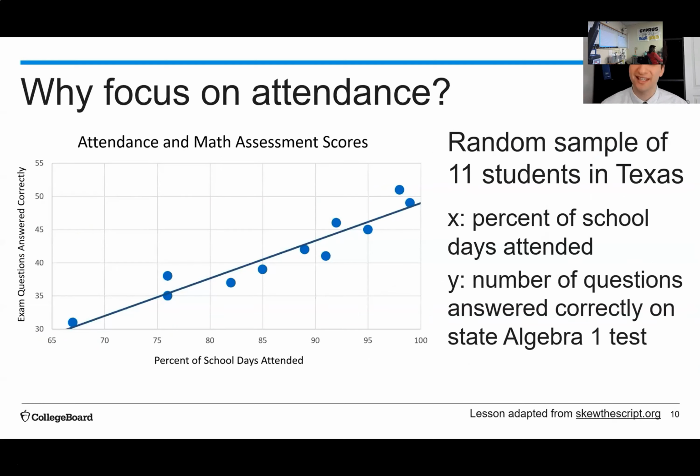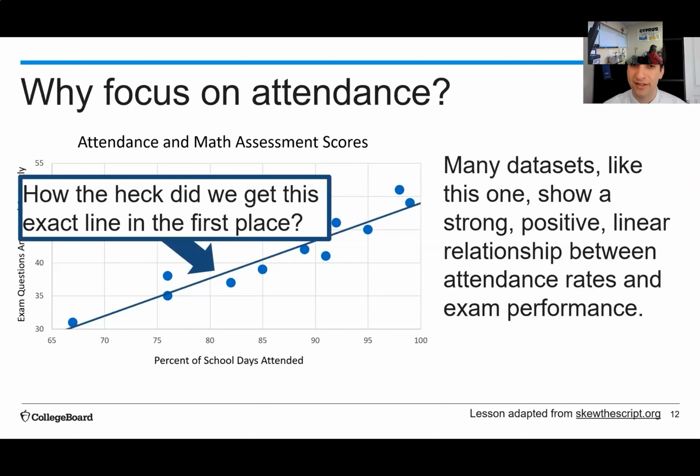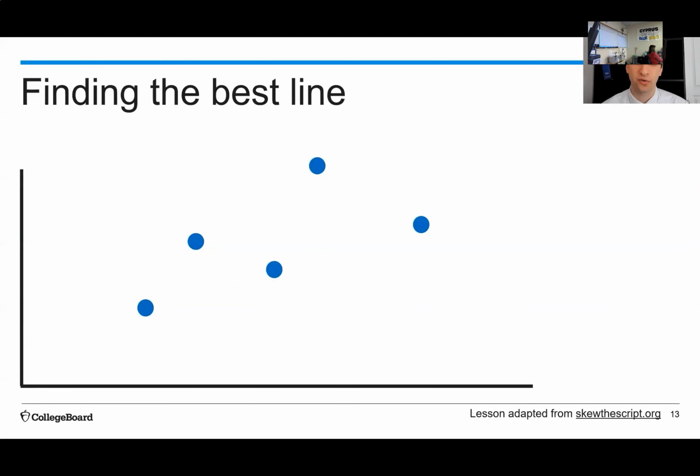But what we focused on was this data set. This was a random sample of 11 students in Texas. And we noticed there was a strong positive correlation between the percent of school days they attended and the number of exam questions they answered correctly on their Algebra 1 exam at the end of the year. So many data sets like this one show a strong, positive, linear relationship between attendance rates and exam performance. But one question I have is, how do we even get this exact linear model in the first place? That's what we're going to explore today.